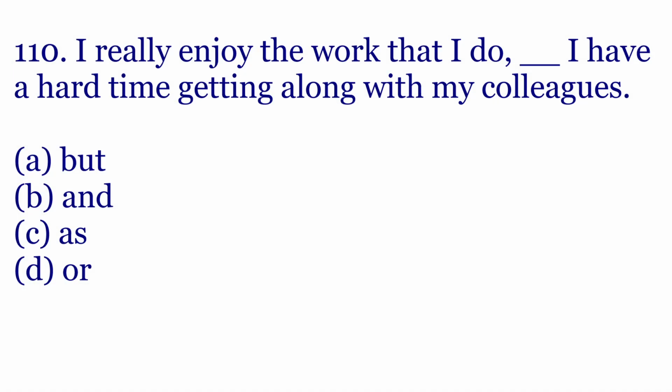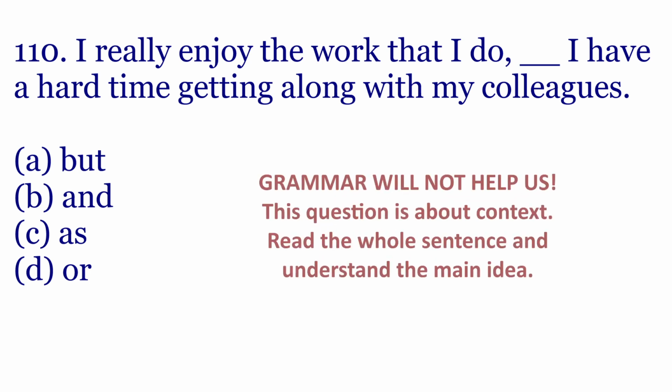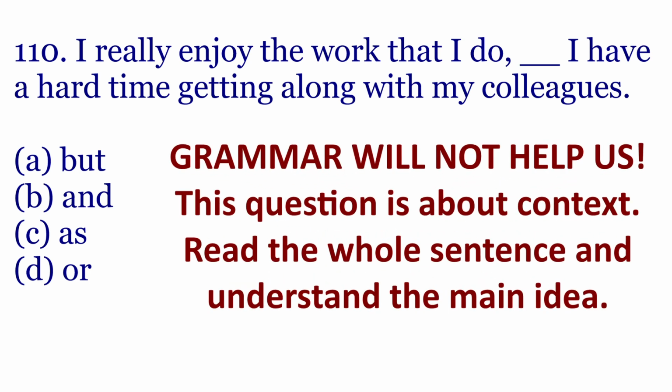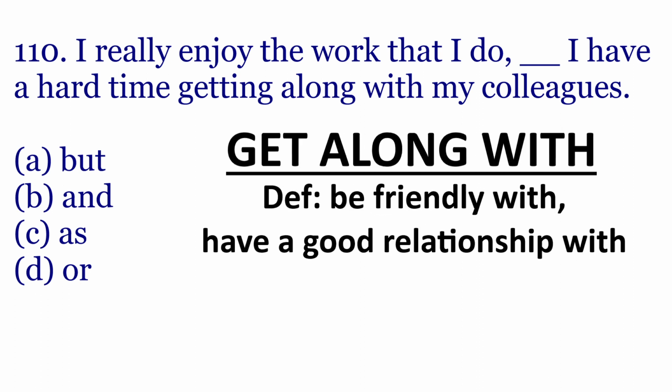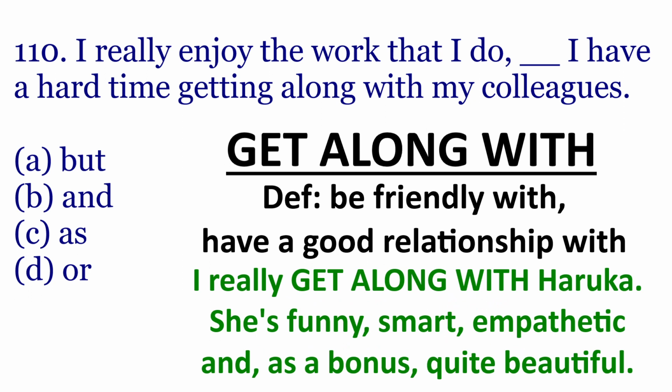Let's go to 110. This one is all about context. Grammar will not help you. But first, let's go over some key vocabulary. The phrasal verb get along with. If somebody gets along with someone, they are friendly with them. They have a good relationship with them. Here's an example. I really get along with Haruka. She's funny, smart, empathetic, and quite beautiful.